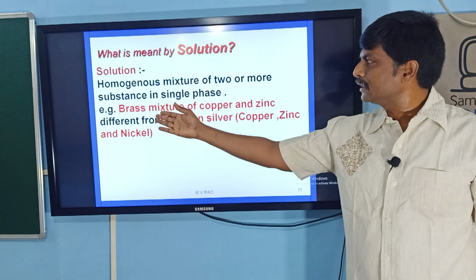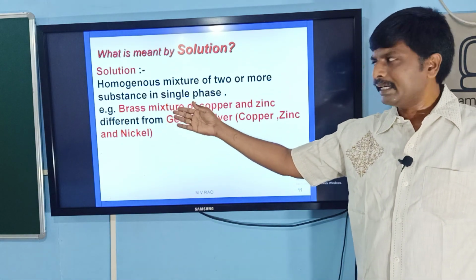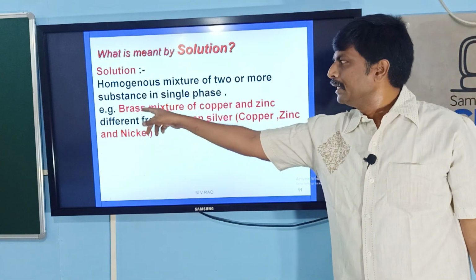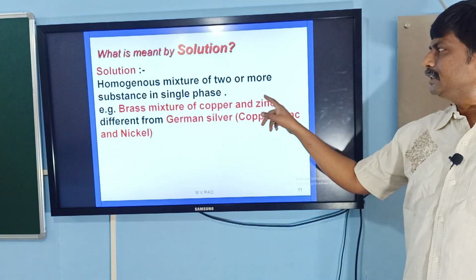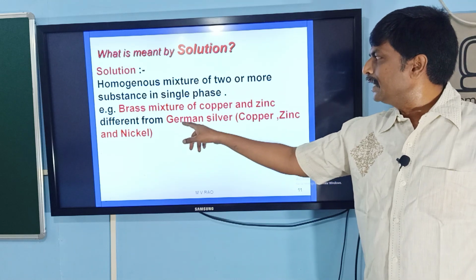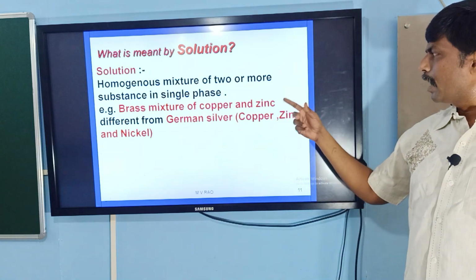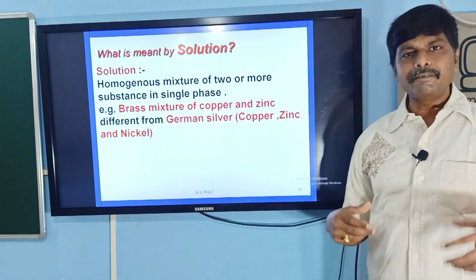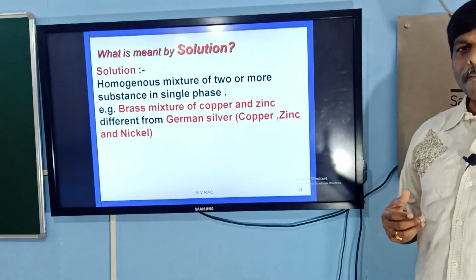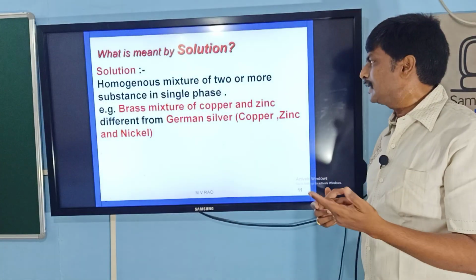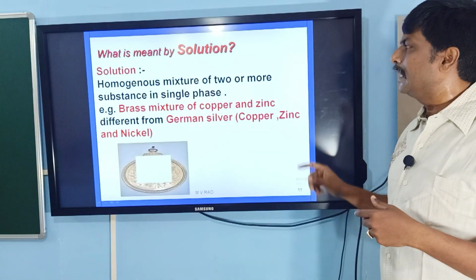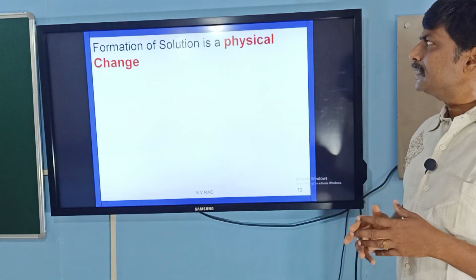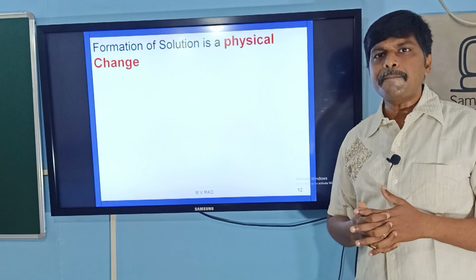Examples for some solutions: brass. Brass is a mixture of copper and zinc. Brass is an alloy actually. It is a mixture of two metals, copper and zinc. Similarly, German silver is an alloy which contains three metals: copper, zinc and nickel. So German silver also is a homogeneous mixture of three metals that are copper, zinc and nickel. So these are alloys.